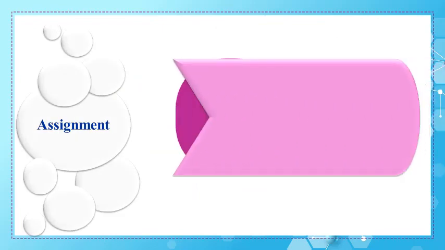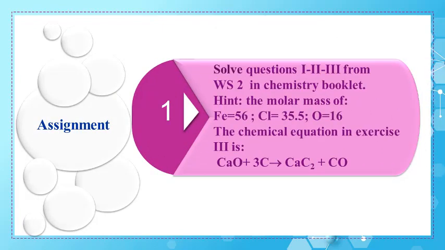Dear students, you have this assignment. You have to solve questions 1, 2, 3 from worksheet 2 in your chemistry booklet. The molar masses of Fe is 56, for Cl it is 35.5, and for O it is 16. The chemical equation in exercise 3 is CaO plus 3C gives CaC2 plus CO.